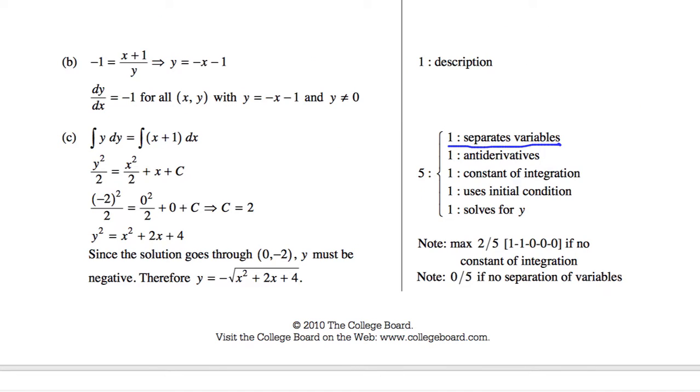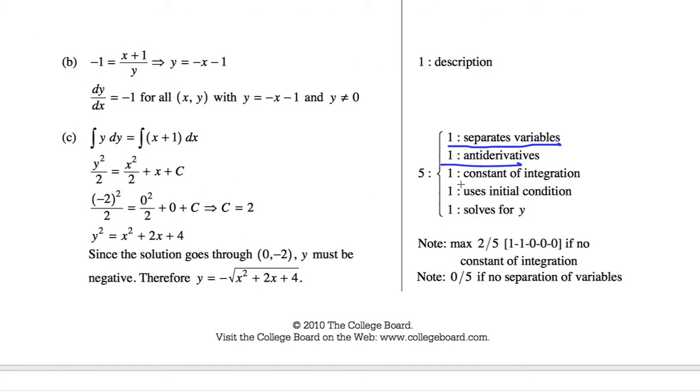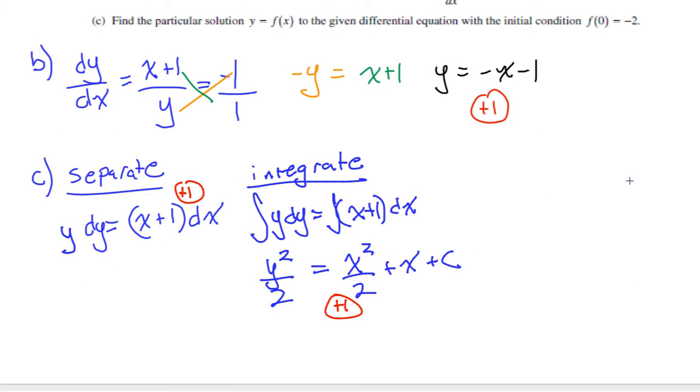So we did the antiderivatives correct, and so we got +1 there. So if you did both sides here correct, you got +1. And if you got your constant of integration, you got your plus c, that's another +1. So there's my plus c.